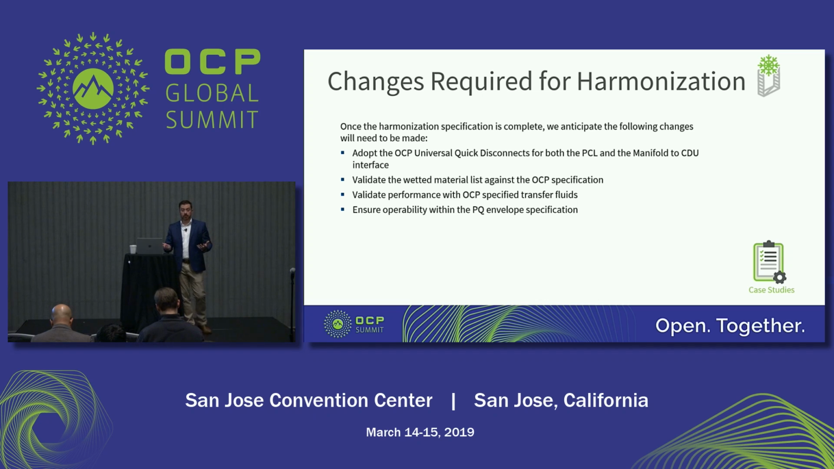As part of the Open Compute Advanced Cooling Solutions, we're working together as a group to get to a harmonized specification. Based on the conversations we've had so far, there's an expectation that there will be a universal quick disconnect. We would need to switch over to that, allowing for our solution to be swapped out with someone else's. We'd also validate our wetted material list versus the final wetted material list, and validate performance with our transfer fluid. I didn't mention earlier that we utilize a PG25 solution, but we'll wait and see what the specification calls for, and ensure that we are operating within the PQ envelope allowed within the specification.